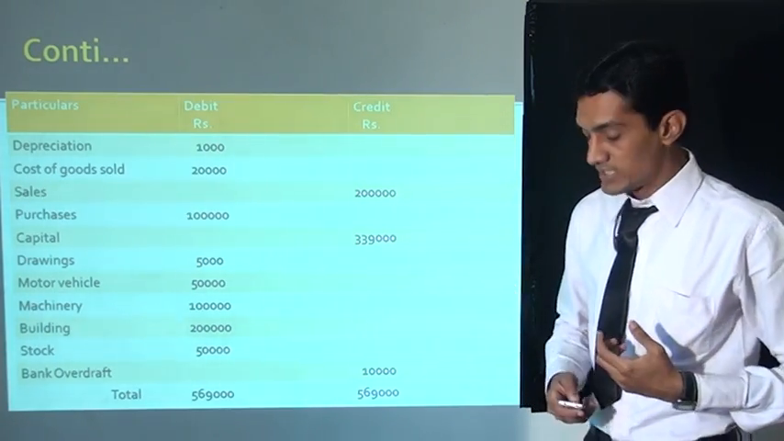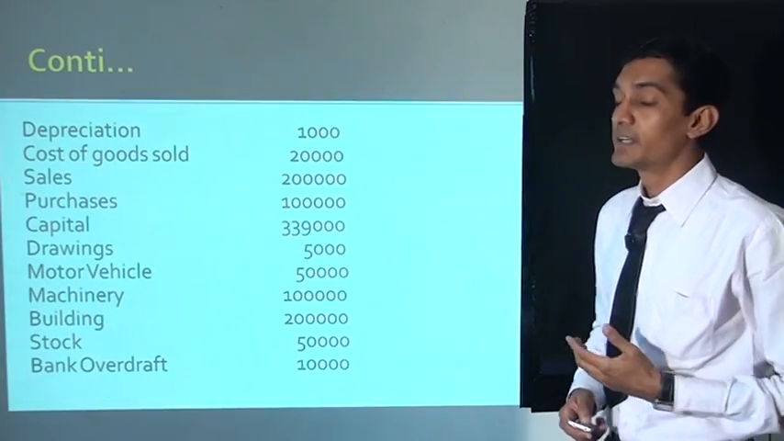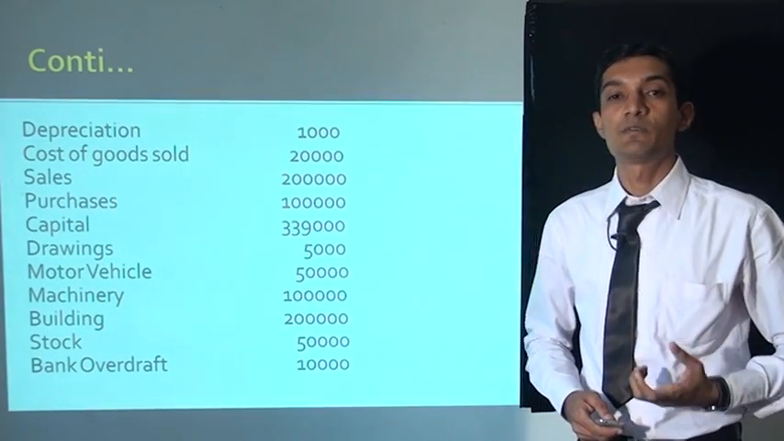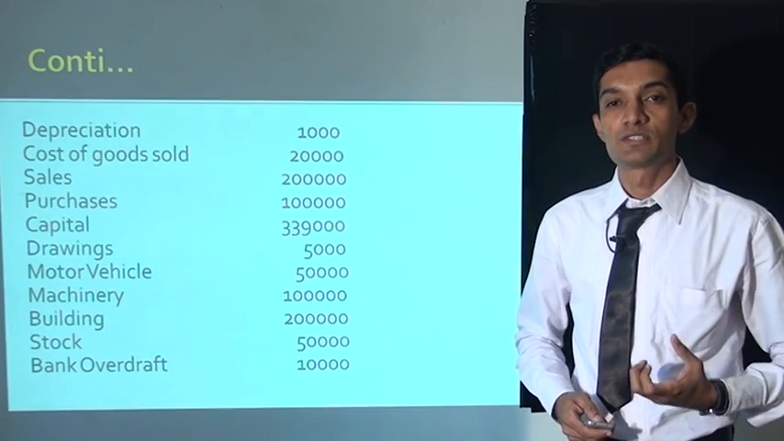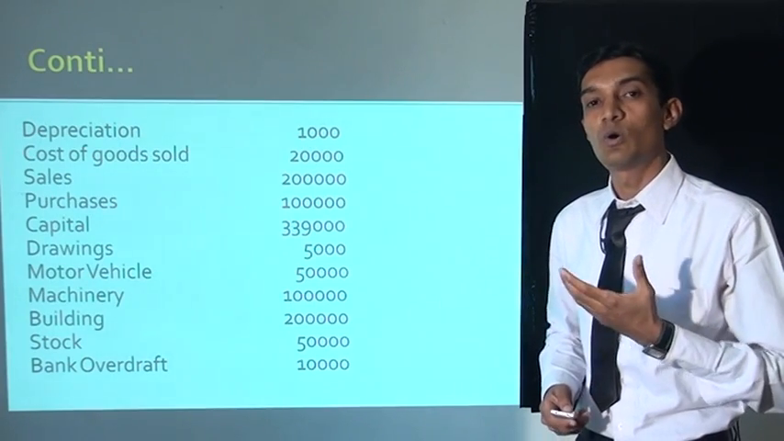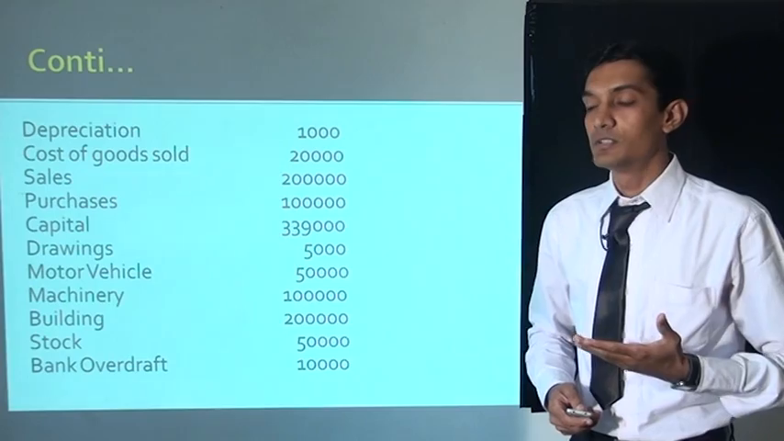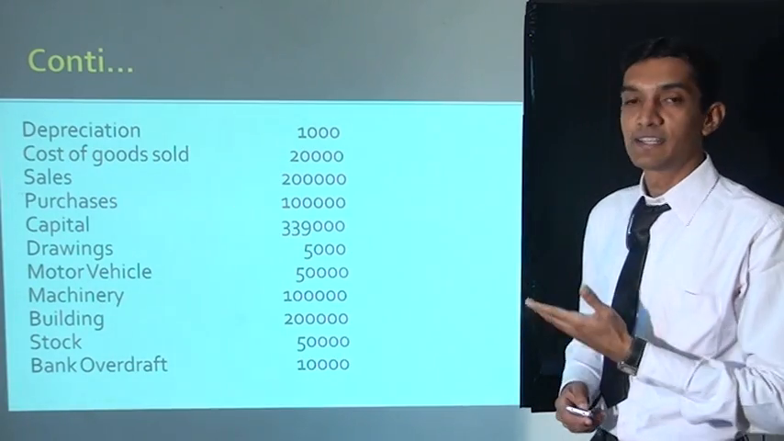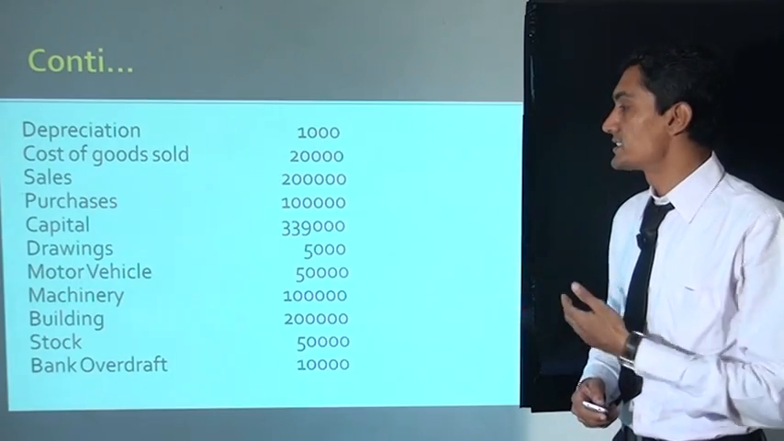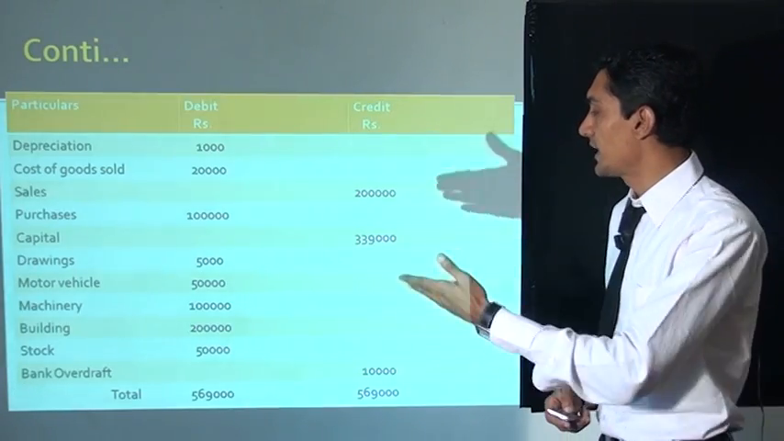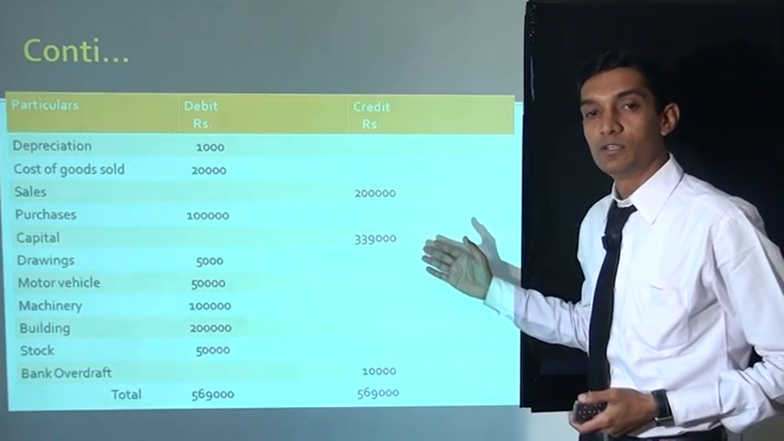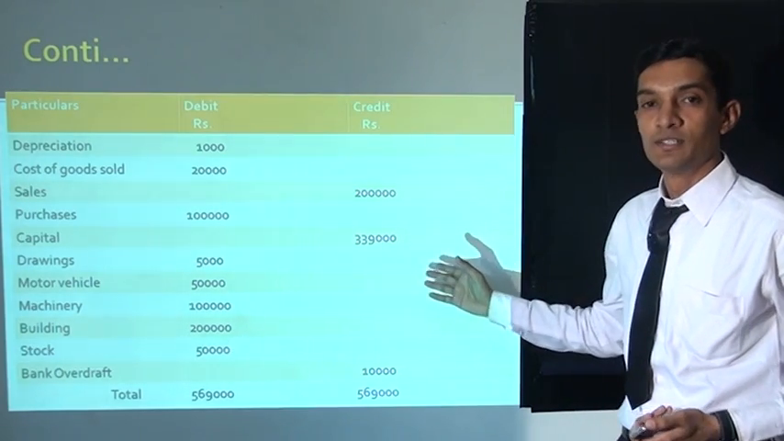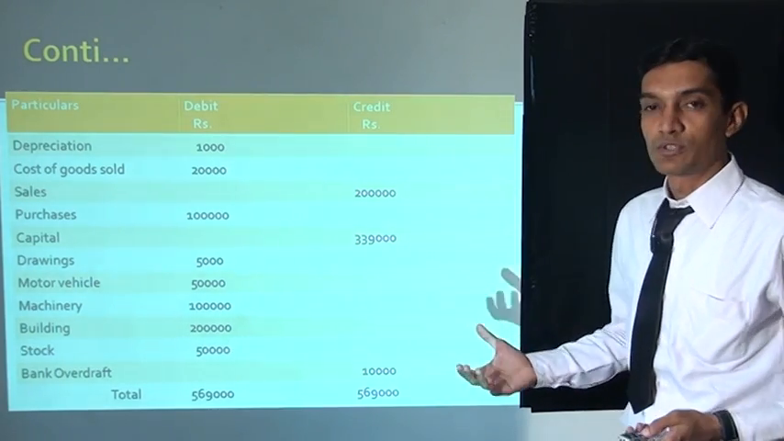What is the next transaction we are checking? Capital. As we discussed, capital is our liability. So in that situation the rule says that all liabilities, incomes and gains are on the credit side. So capital, 3,39,000 rupees, is on the credit side. Capital 3,39,000 is on the credit side of the trial balance.